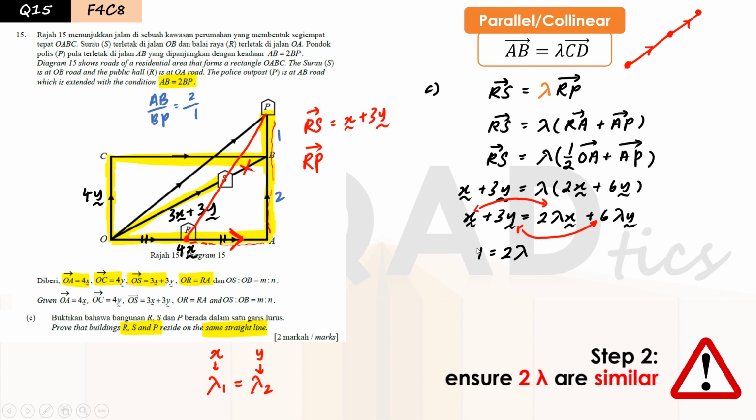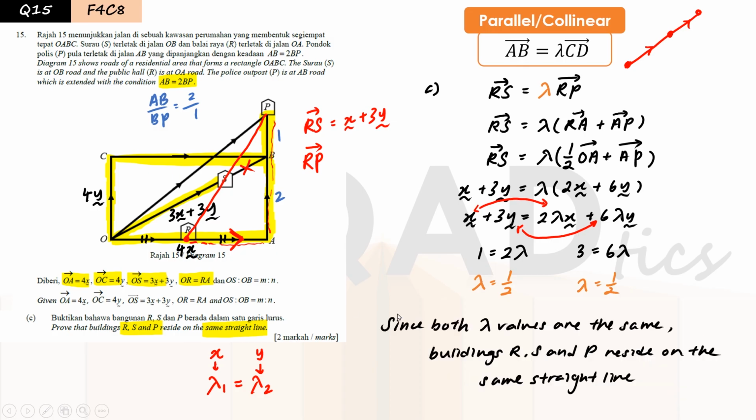Here it will be 1 equals 2 lambda. So if we find the lambda value, it's 1 over 2. And for the values which have the y vector, same thing as well. We get lambda is 1 over 2. So since both lambda values are the same, R, S, and P are on the same straight line.